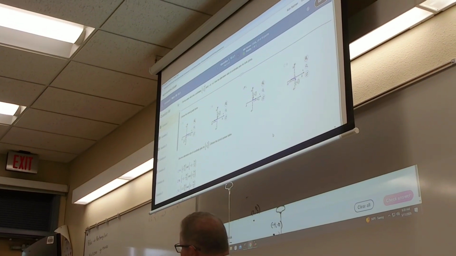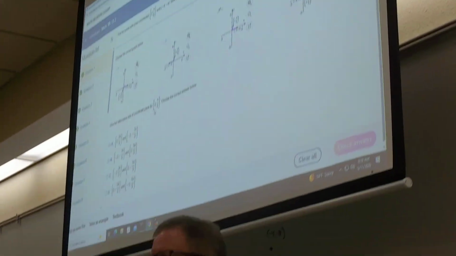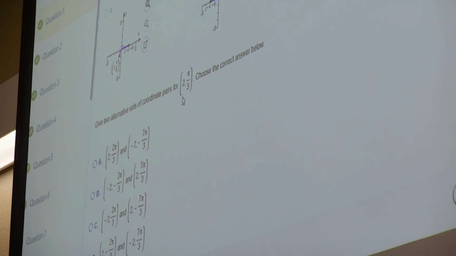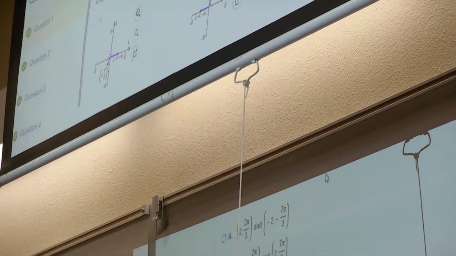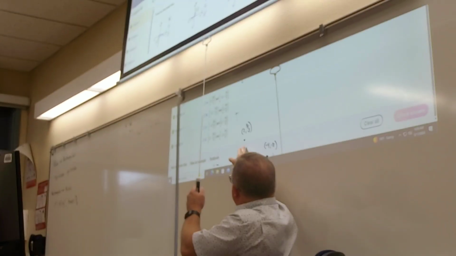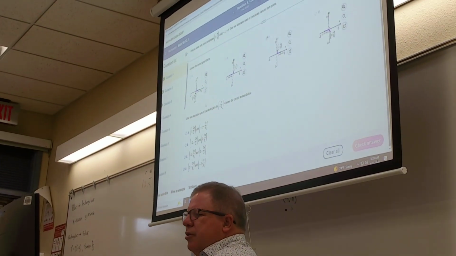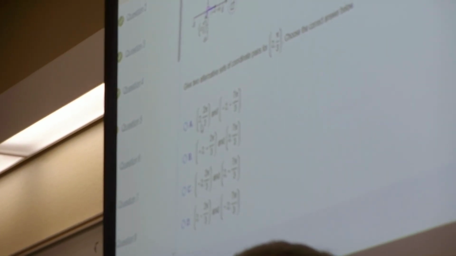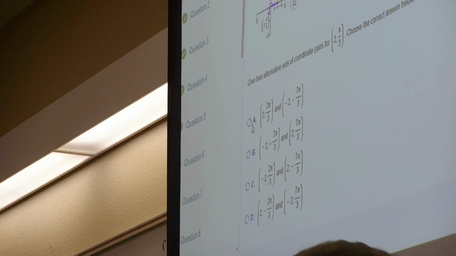All right, so now we need to give two alternative sets of coordinates for 2 pi over 3. Well, 2 pi over 3, that's this point up here in quadrant 1. Remember that. Pi over 3, like 60 degrees up here in quadrant 1. So, 2 pi over 3, is that in quadrant 1? No, 2 pi over 3 is like 120 degrees. That's in quadrant 2, so it's not going to be A.